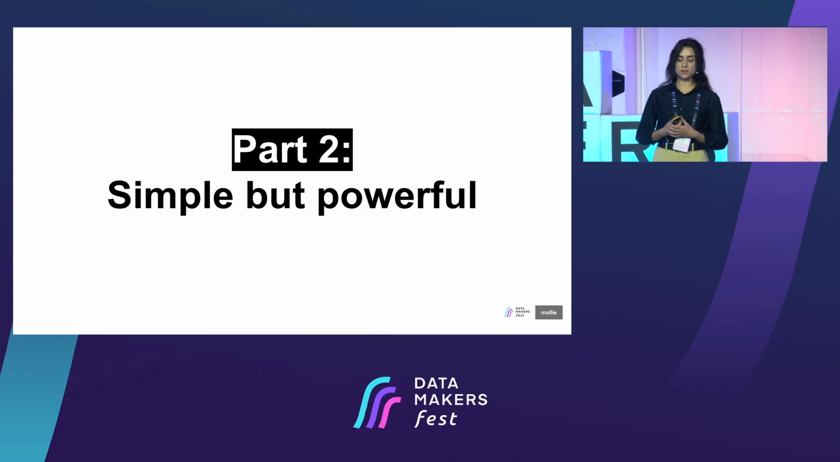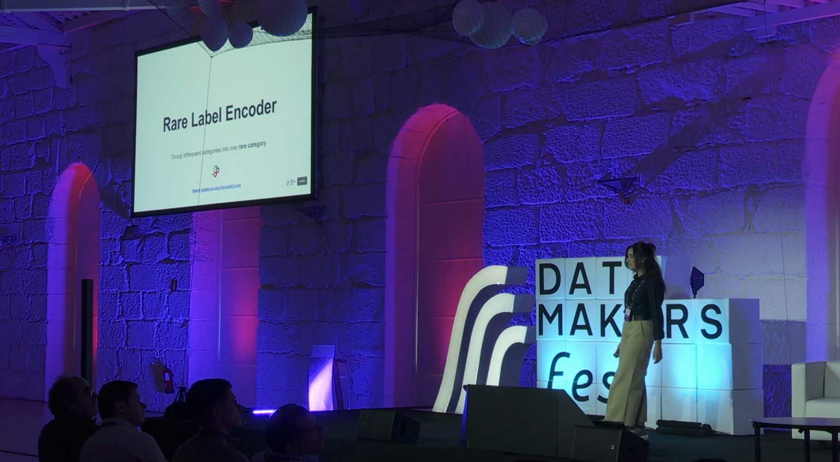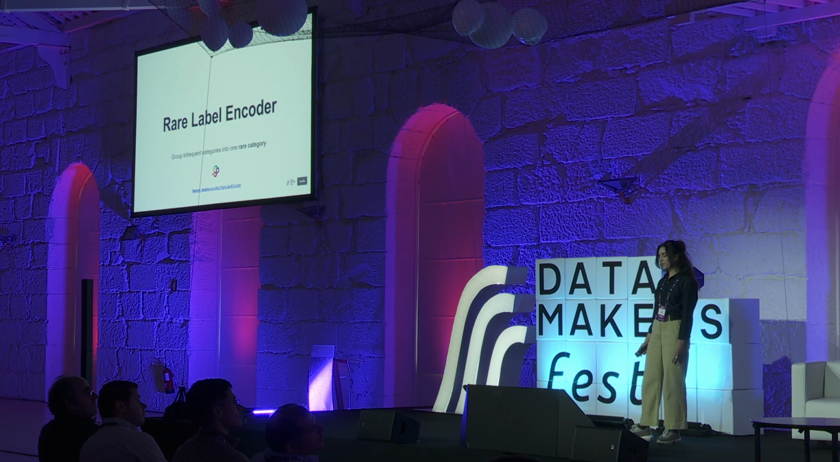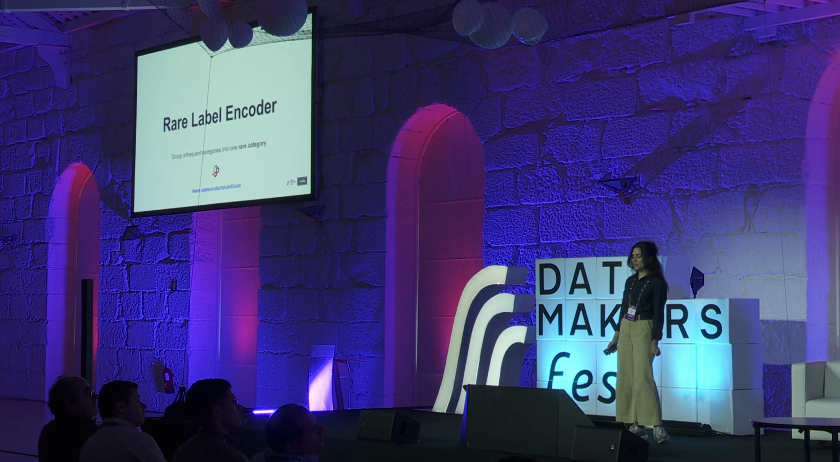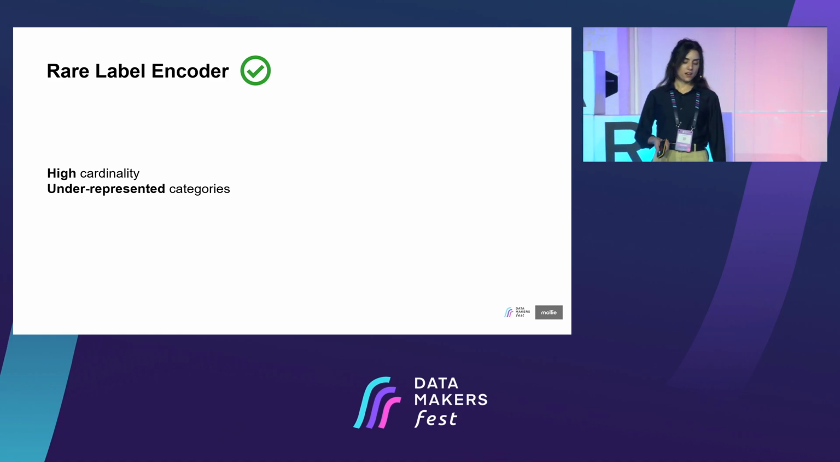These encoders are simple but powerful. I also like to think of them as a bit of helper encoders. There are 2 of them. The first one is the rare label encoder. What we do here is group infrequent categories into one rare category. Let's see how that looks.